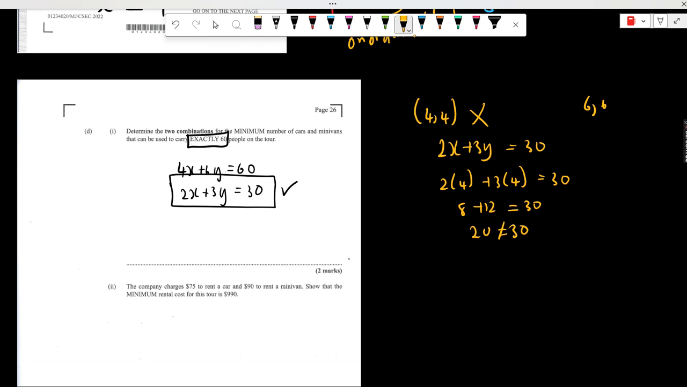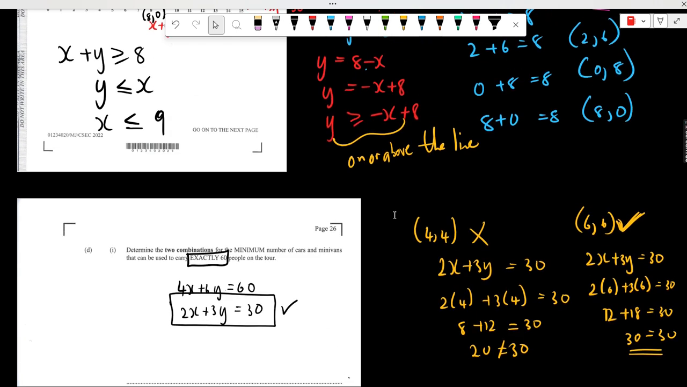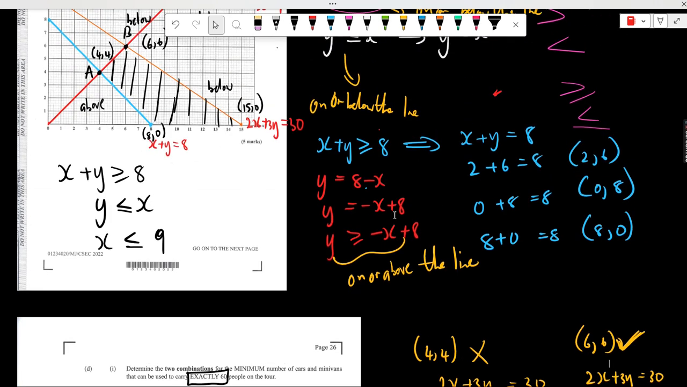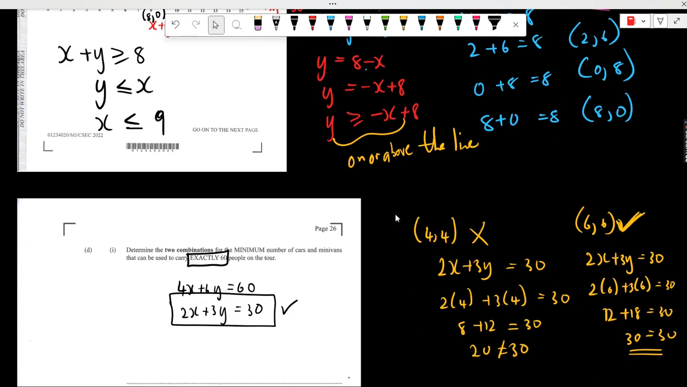Let's check the next point, 6, 6. 2x plus 3y equals 30. 2 times 6 plus 3 times 6 equals 30. 12 plus 18 equals 30. 30 equals 30. So this meets our requirement. Okay? That meets our requirement. They want 2 combinations.